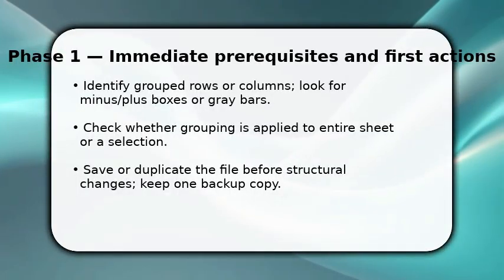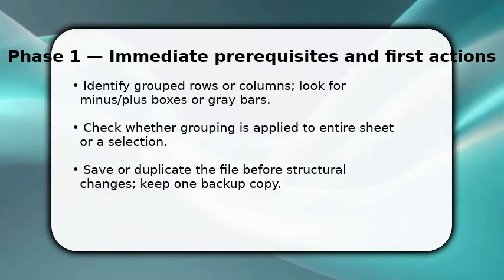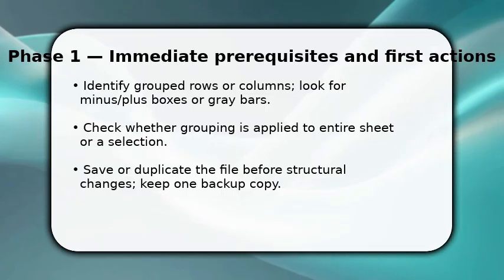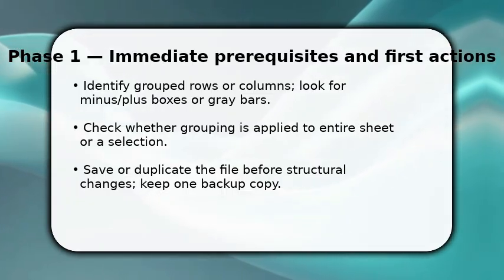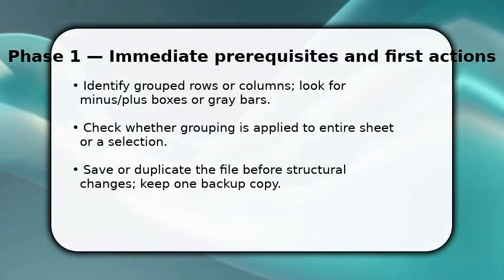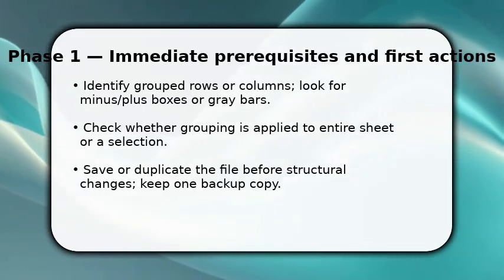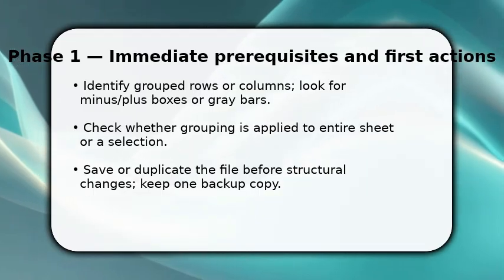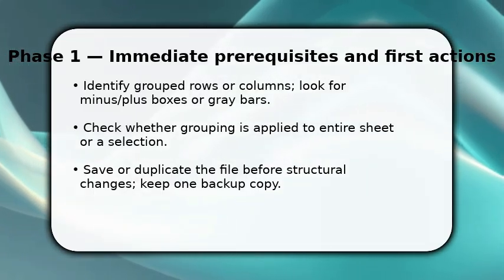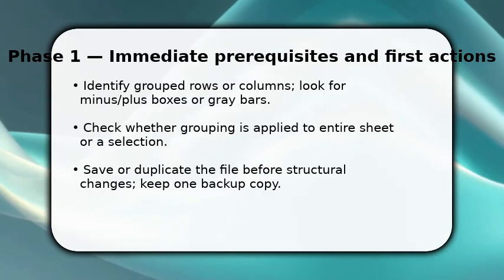You start by locating the group markers, those small plus or minus boxes and gray outline bars at the left or top. You need to know whether grouping covers entire rows, columns, or just a selection. This matters because ungrouping will change structure. Once done, make sure to save or create a copy of the file. That backup prevents accidental loss.